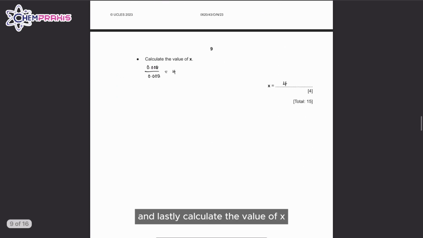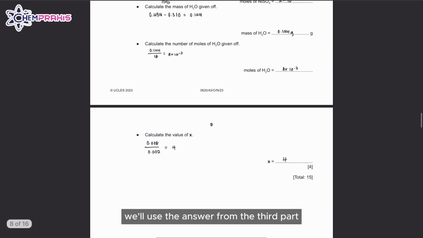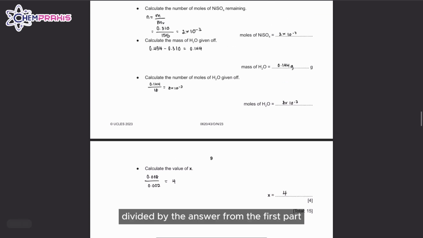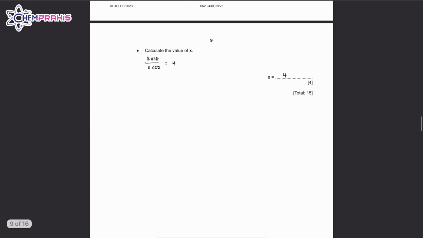And lastly, calculate the value of x. To get the value of x, we'll use the answer from the third part divided by the answer from the first part. So that means we'll use the moles of H2O divided by the moles of anhydrous nickel(II) sulfate, and in this case the value of x would be 4.